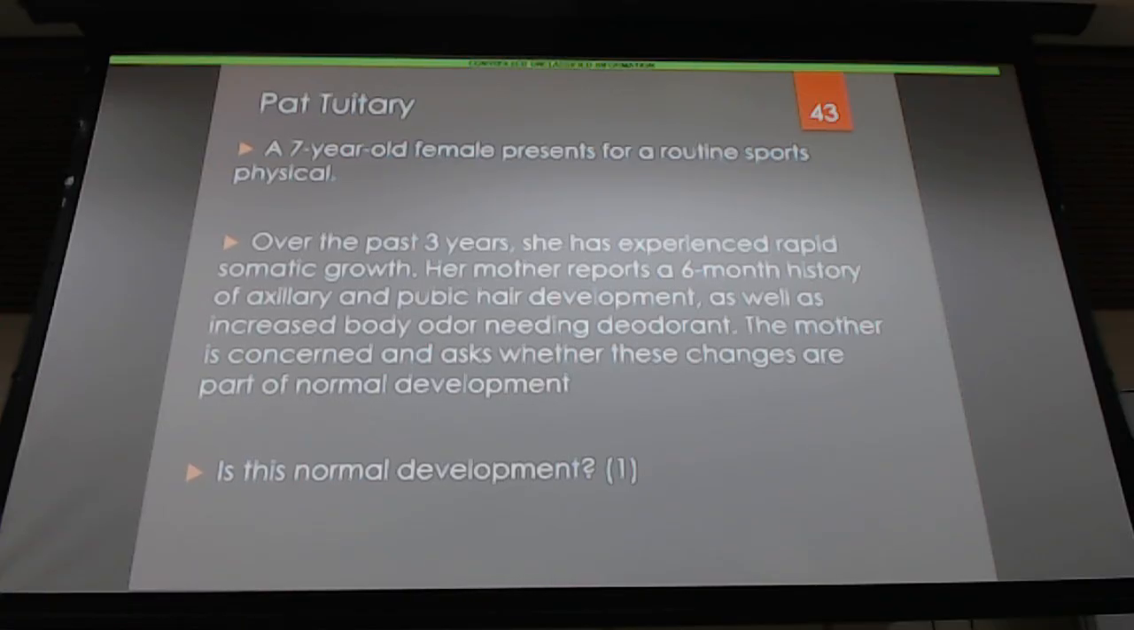I know you guys haven't had PE, so as a group, do we say this is normal for a 7-year-old? Probably not, right? Technically, it is normal development, but it's happening too early. Yes, we all go through these things, but not necessarily at 6. So it is not normal development.